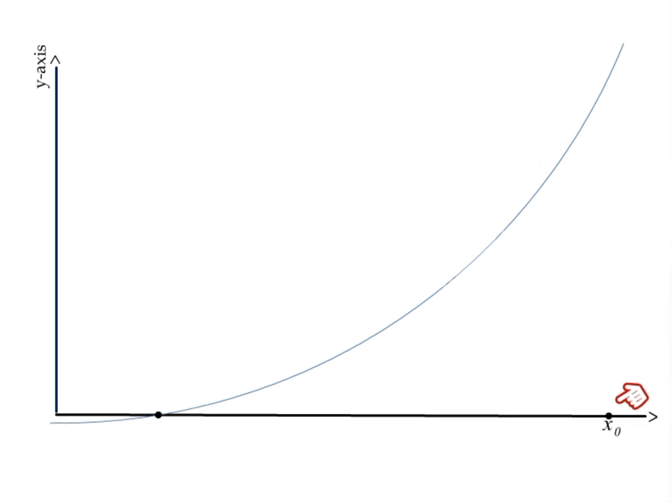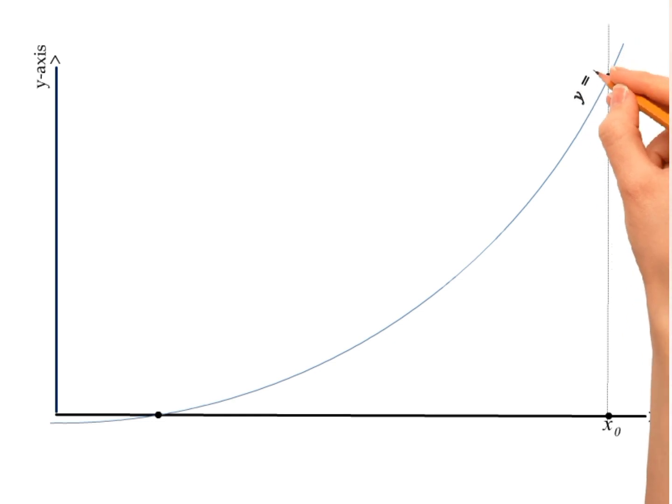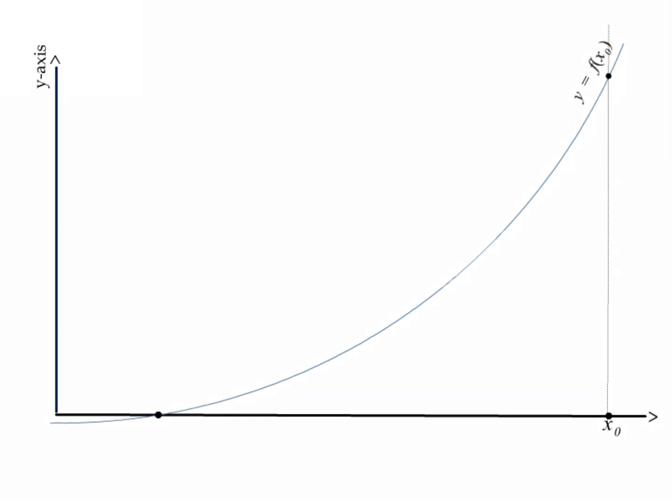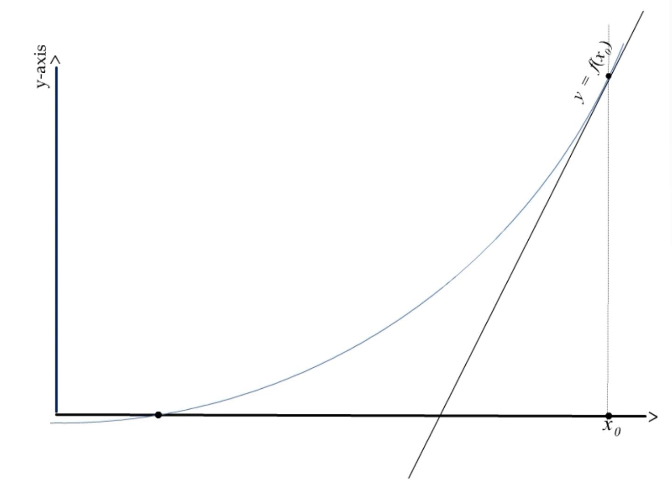We produce a vertical line to see where this x0 has intersection with the curve. At this point, the value of y is a function of x0. We can also choose to write the coordinate of that point as x0, f0. Now remember that it was earlier mentioned that this method relies on the concept of tangency. We will produce a tangent passing through this point. Also observe that this tangent intersects the x-axis. We will denote this point of intersection as x sub 1.